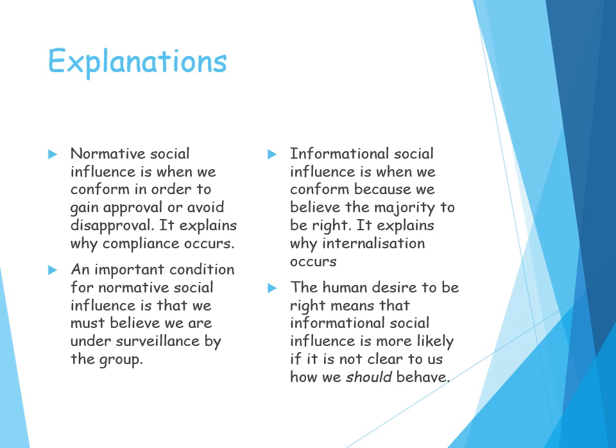Whereas informational social influence is where we conform because we believe that the group is correct, that they have the right information, and we conform because we have a desire to be right. So it's when we don't necessarily know how to behave, we look to others for guidance, and that explains why internalization happens. The human desire to be right means that informational social influence is more likely to happen if it is not clear to us how we should behave in a certain situation. So we will look to others for guidance on how to behave.